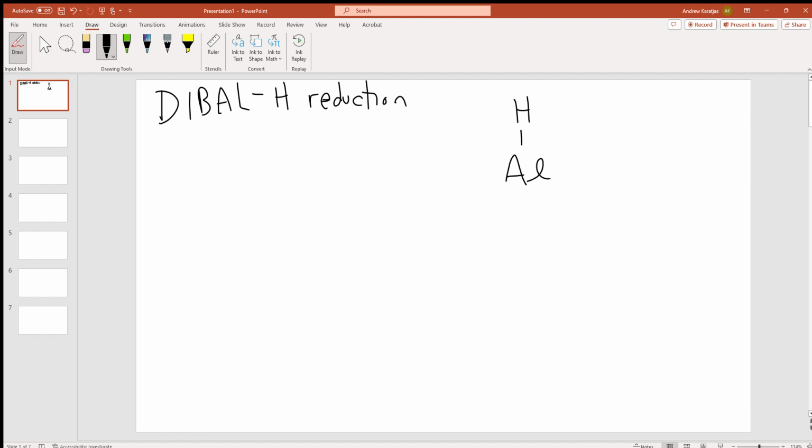It's an aluminum with, as the name would indicate, a pair of isobutyl groups. And DIBAL allows us to do with esters some things that are a little bit different than what we can do with most of our other reducing agents.